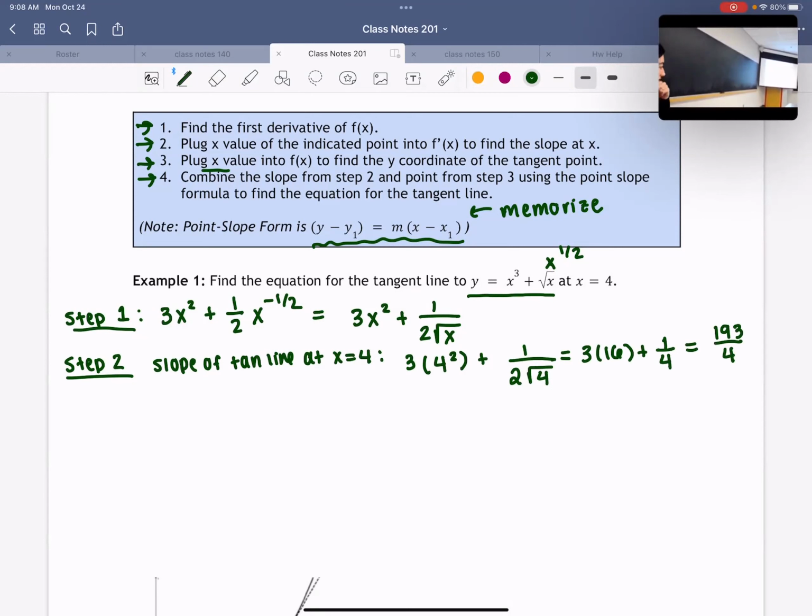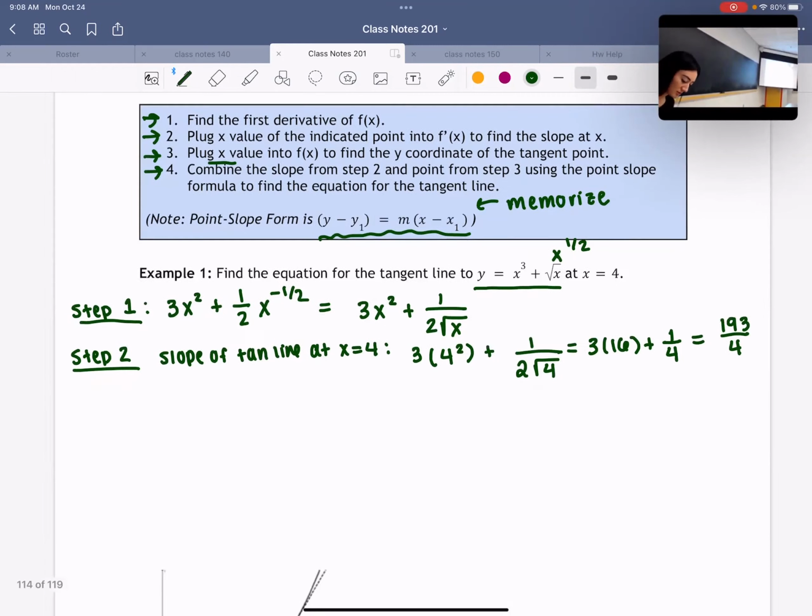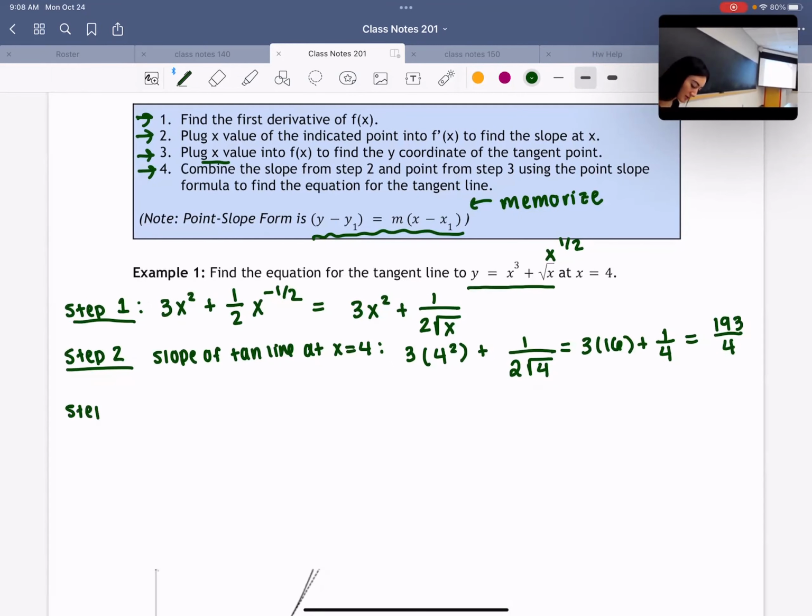Okay, this is my slope of the tangent line that I want to find. Once I'm here, I guess I have to go to step 3. Step 3 says I don't just want to know the slope at x = 4. I want to find what the actual function does at x = 4. So I'm going to plug x = 4 into my original function.